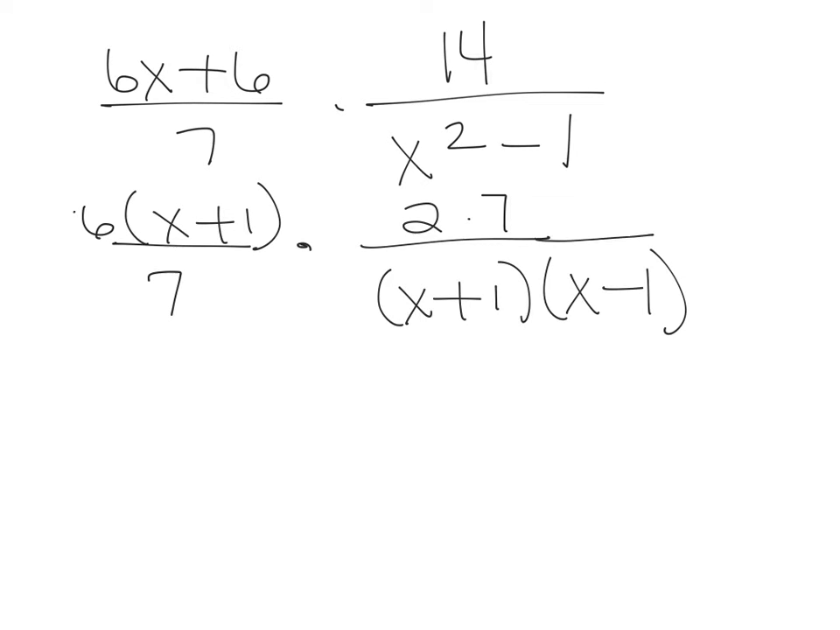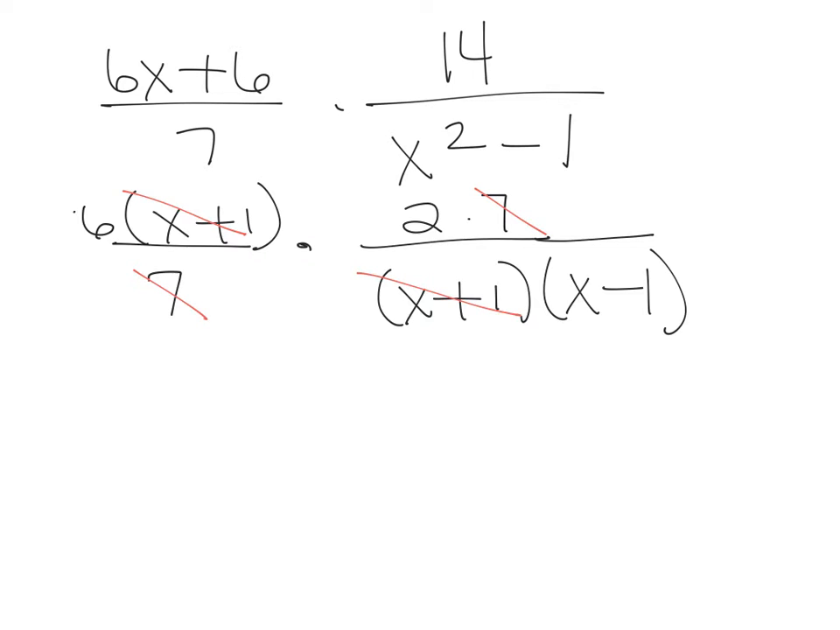And it's very important that you make sure everything is factored completely, because again, if you don't, you won't notice there could be something in common and you may not actually see it. So I know I've factored everything out completely. So now I'm going to look on the top and bottom. Is there anything that I can cancel out and simplify? So first of all, I notice I have a 7 on the bottom and a 7 on the top. And then I notice that I have an x plus 1 and an x plus 1.